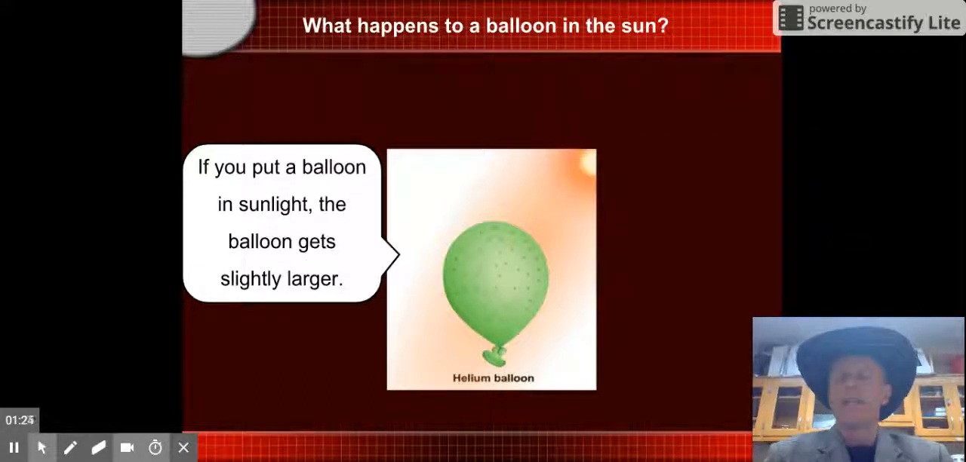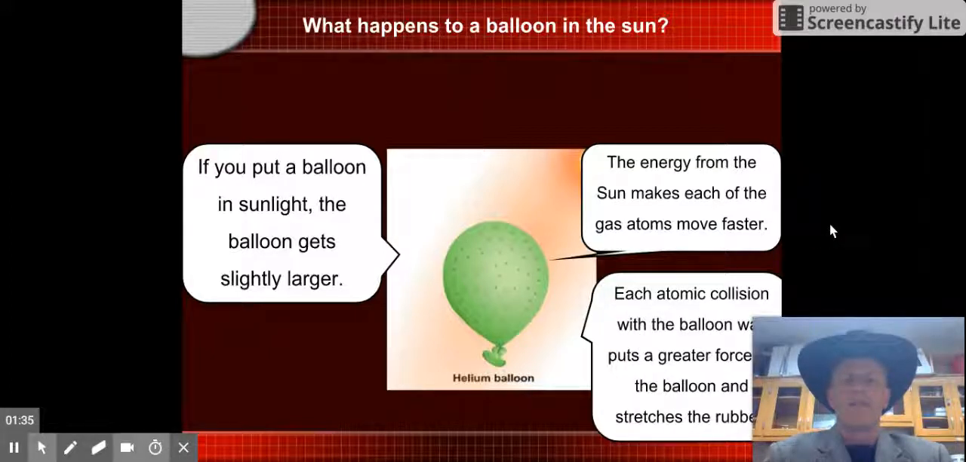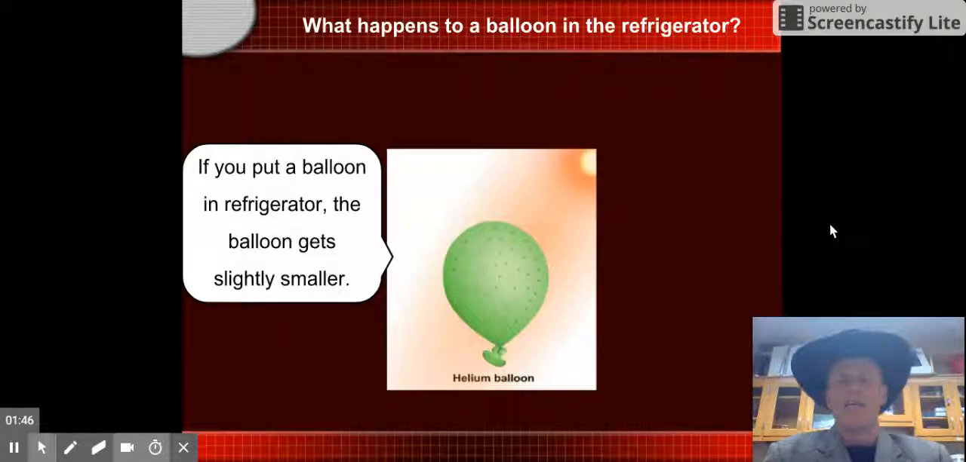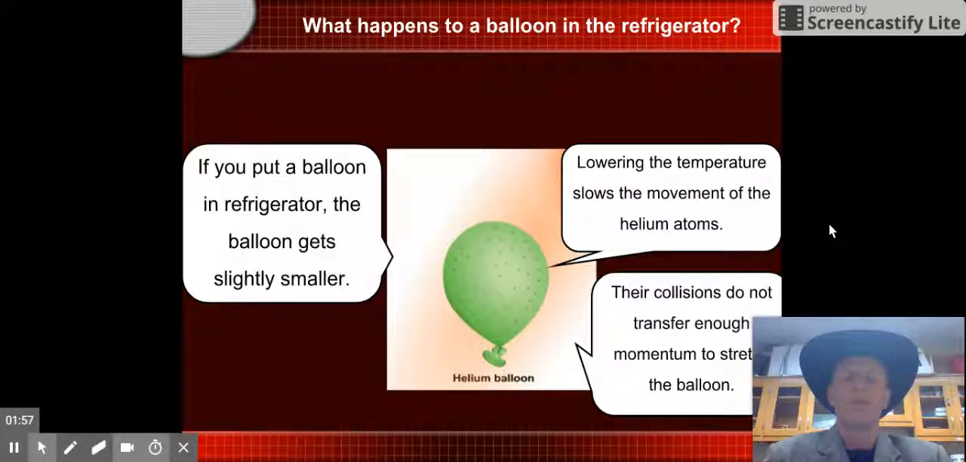If you put it in the sunlight, then it will get a little bit larger because the energy from the sun makes each of the gas atoms move faster. Faster moving atoms will result in a greater impulse, a greater force on the balloon, stretching that balloon. And conversely, if you place this balloon in a refrigerator, the balloon is going to get smaller because the lower temperature slows the movement of the helium atoms down, which reduces the force on the outside of the wall, which makes it shrink.